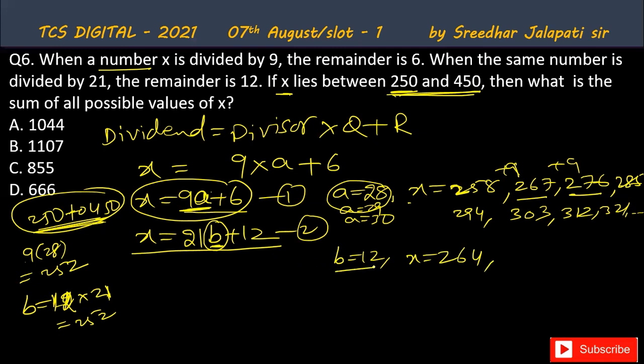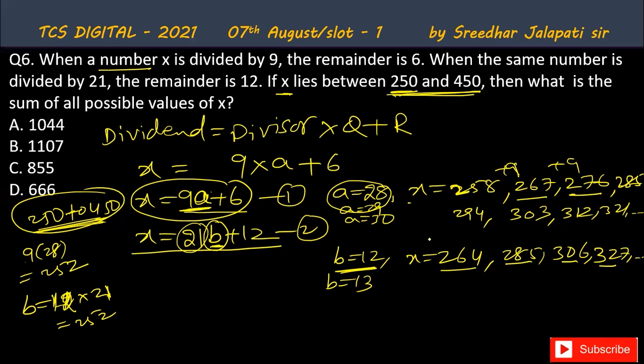Now, as you increase the b value by 1, the result increases by 21. So 264, next if you give b is equal to 13, it is 285, then 306, then 327, and then 348. So here the x value increases by 21 from term to term.